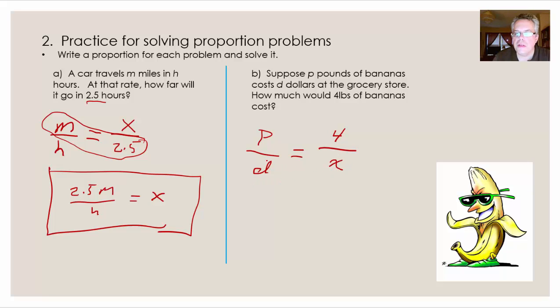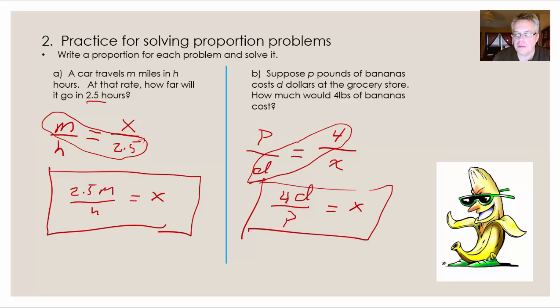So P and D are part of the problem. X is what I want to know. So I'm going to cross multiply. When I cross multiply, it's going to go this way: 4 times D divided by P. That's an expression for how much the 4 pounds of bananas would cost. So to set up a proportion, just play along: put the same units on top on both sides and the same units on the bottom. I had pounds on top and I had dollars on the bottom.